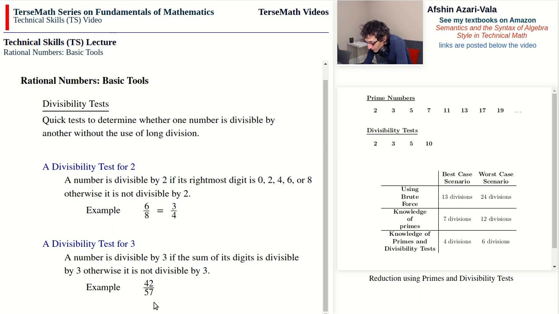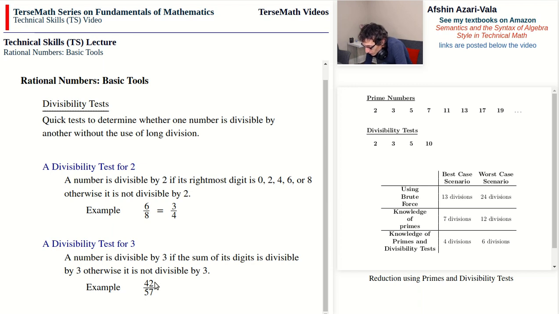Now, this is a very interesting kind of test. A proof of it I've given in my textbook, Style in Technical Math. In one of the appendices, I've given the proof for it, and maybe in a future video, I will talk about that as well. I may put the proof online. But for now, you can trust me that this test works. It works for 3, by the way, and 9. Don't try it for other numbers like 5 or 7 or something like that.